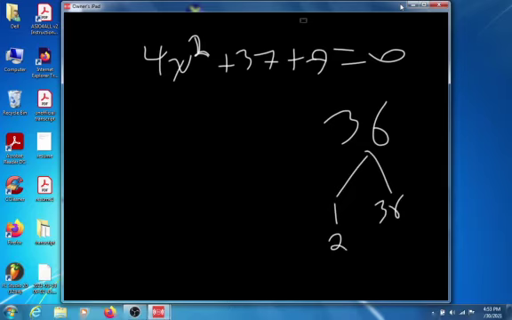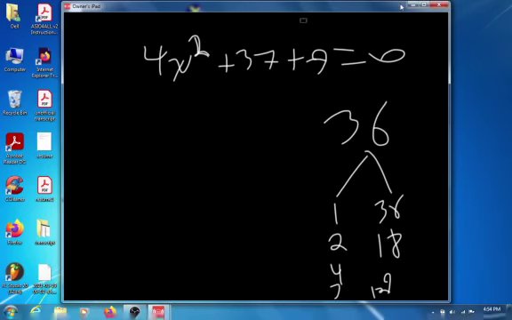We have 2 and 18. And 4 and 9. And I think I skipped one. 3 and 12. Yeah, 3 and 12. So these are all the factors that multiply to get 36.